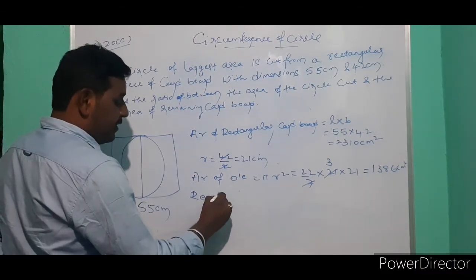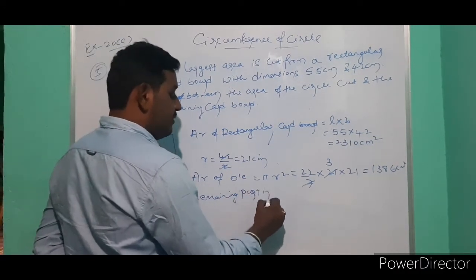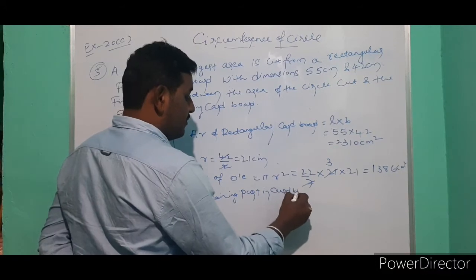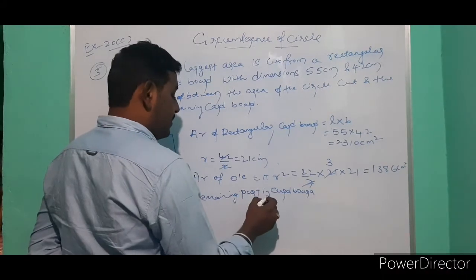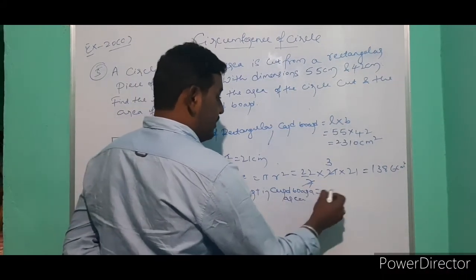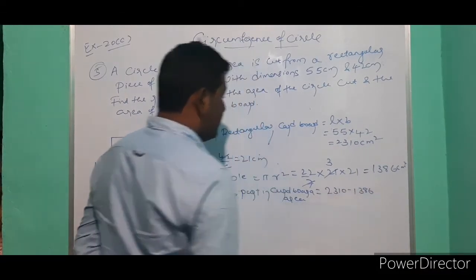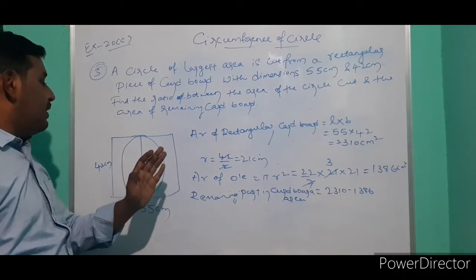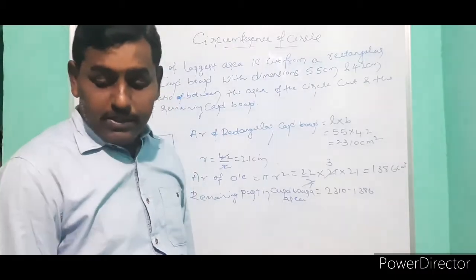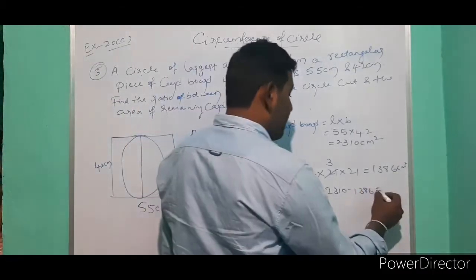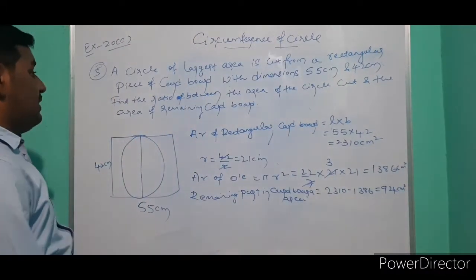Now, first you find the remaining part area. Remaining part in the cardboard area is equal to, subtract 2310 minus 1386. So if you subtract the area of the circle from the area of the rectangular cardboard, you will get the remaining part. So that is equal to 924 centimeter square.